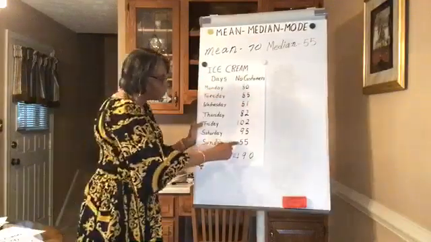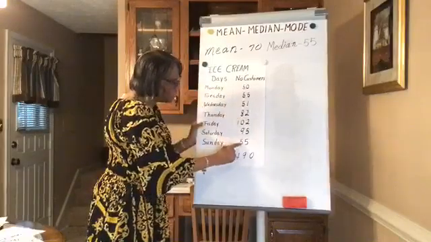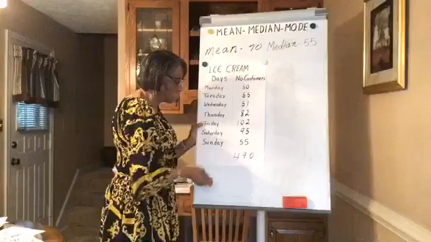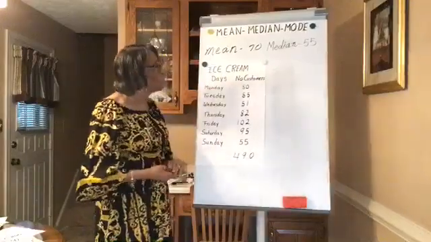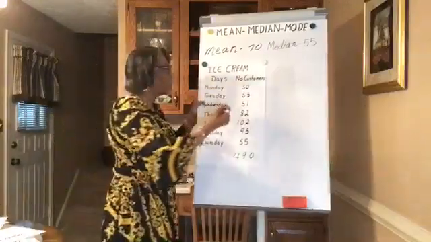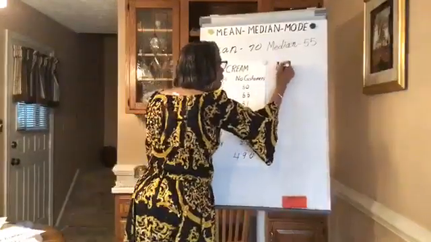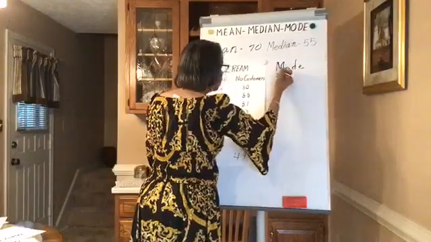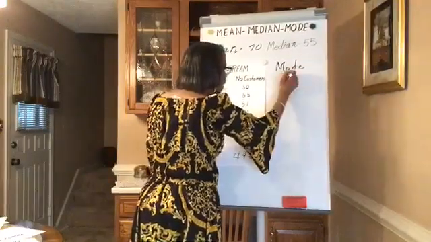Of course, it's 55. We have 55 appearing twice. Everything else appears only once. So the mode for this data is 55.